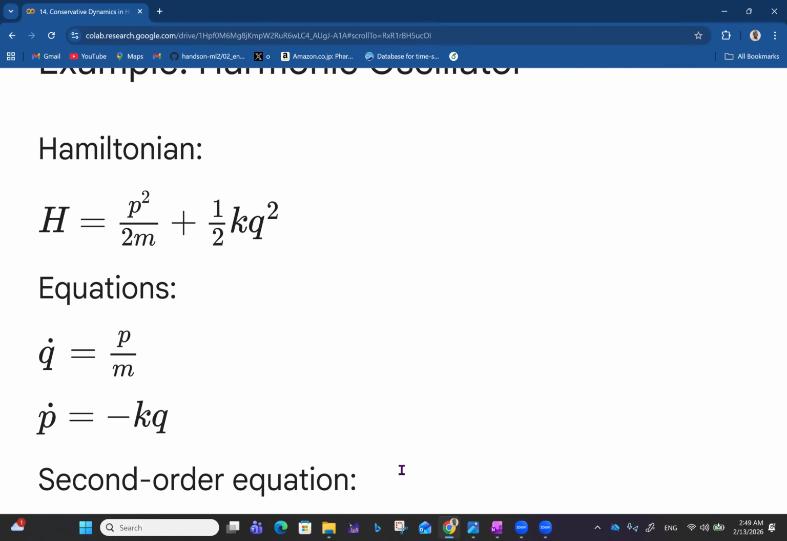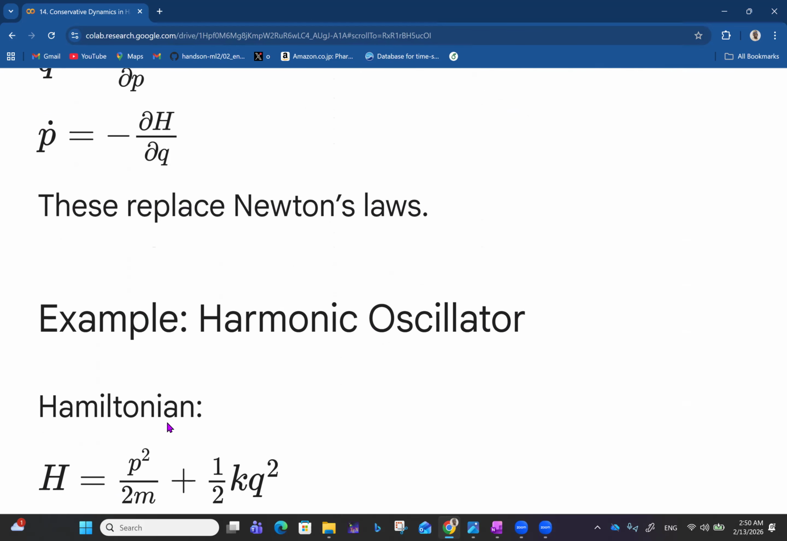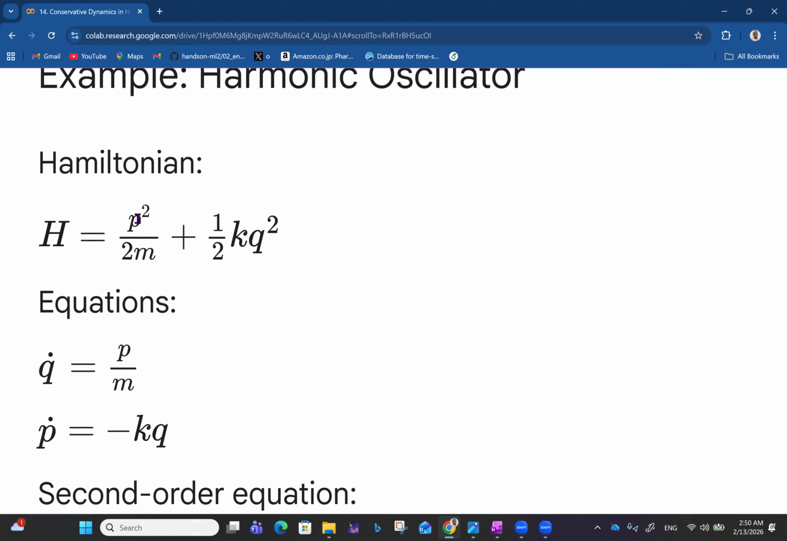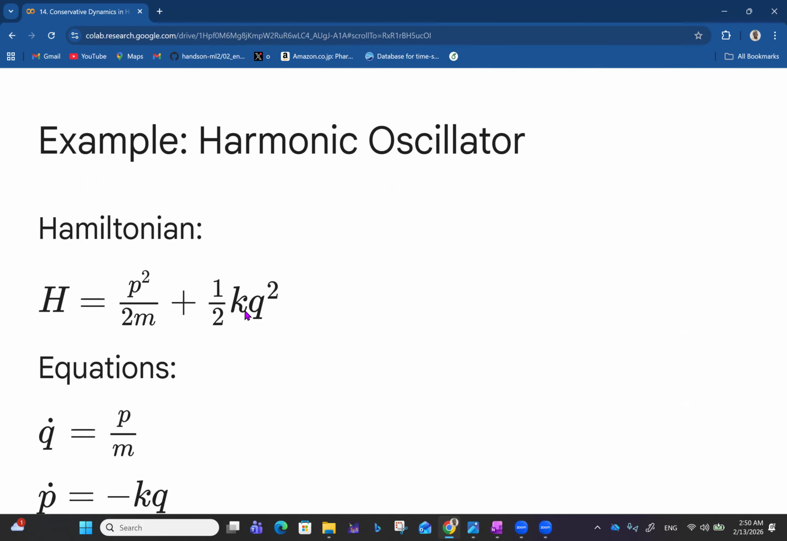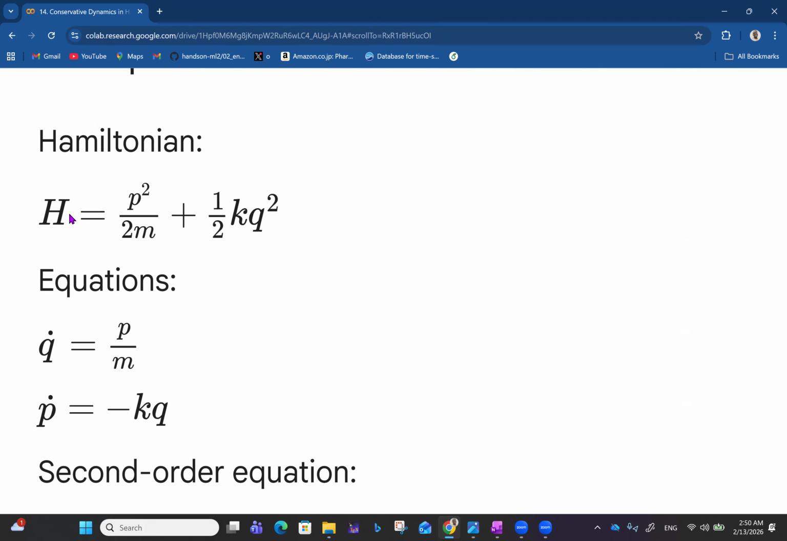We have an example here of the harmonic oscillator, where H is p squared over 2m plus half k q squared. Q dot is partial H partial p, so differentiating H with respect to p, you have 2p over 2m. The 2 cancels out, so you just have p over m, and there's no p in the other term. Then p dot is minus partial H partial q, which is half k times 2q. The 2 cancels out, so p dot is minus k q.